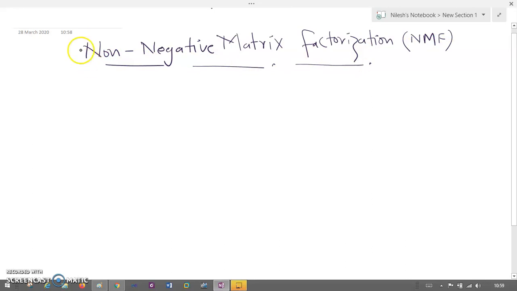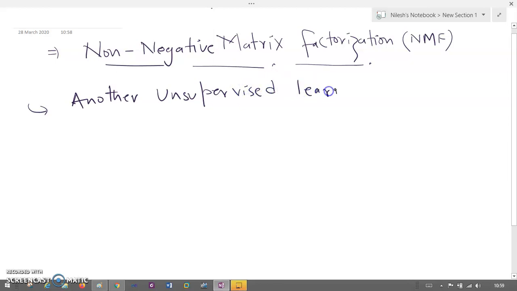Okay, so we have NMF, abbreviated as NMF, and this is non-negative matrix factorization. So in the notes, it is another unsupervised learning algorithm.